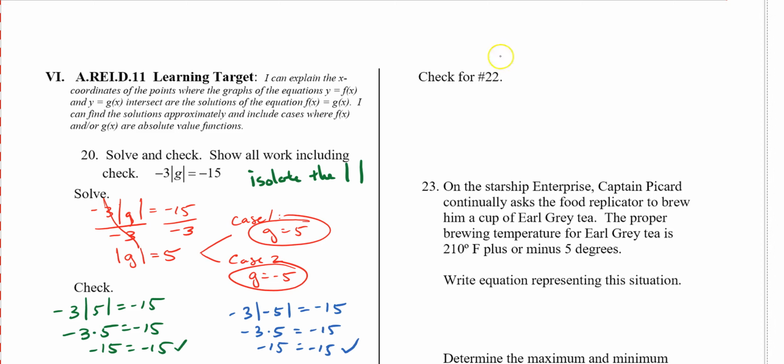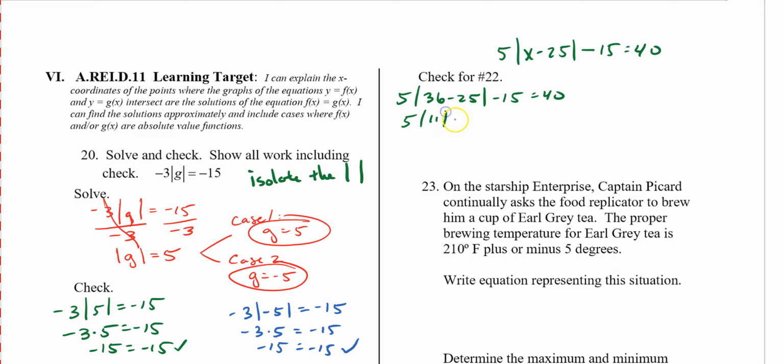So remember, our original equation was 5 times the absolute value of x minus 25 minus 15 equals 40. So if I check the 36, it's 5 times the absolute value of 36 minus 25 minus 15 equals 40. 36 minus 25 is 11. 5 times the absolute value of 11 minus 15 is 40. Absolute value of 11 is 11 times the 5 is 55 minus 15 is 40. 40 equals 40. That works.